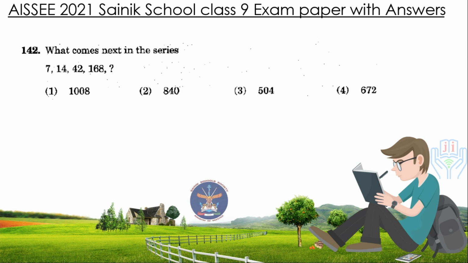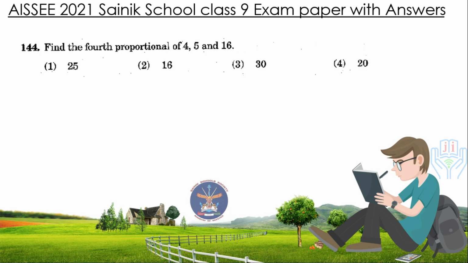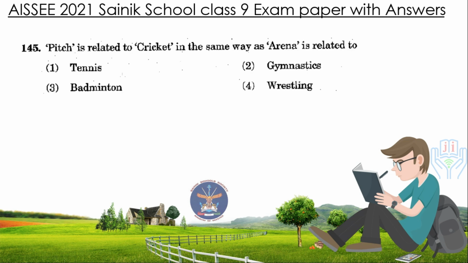7, 14, 42, 168. 840. In a list, if Shika is 15th from the upper end and 17th from the lower end, then find the total number of people in the list. 31. Find the fourth proportional of 4, 5 and 16. Answer 20. Pitch is related to cricket in the same way as arena is related to wrestling.